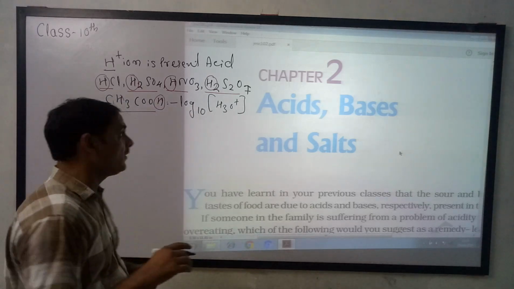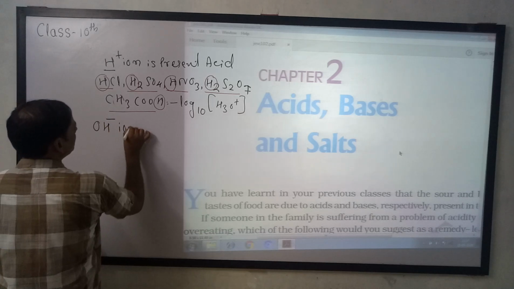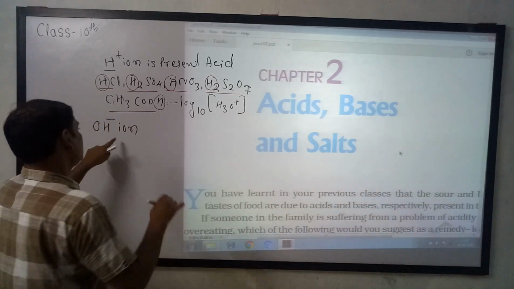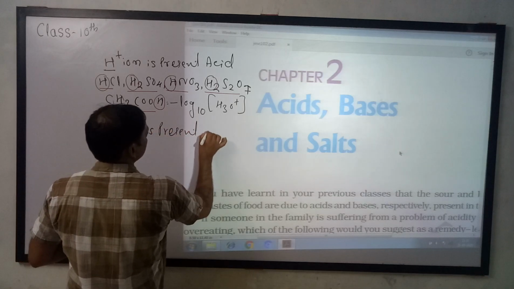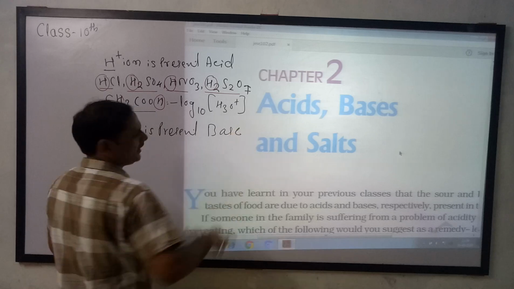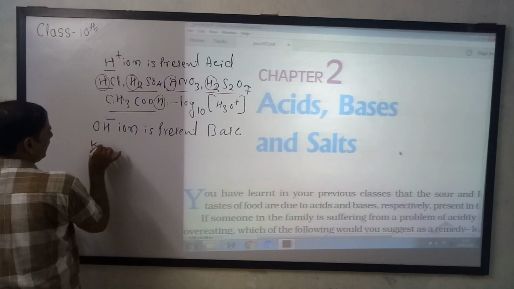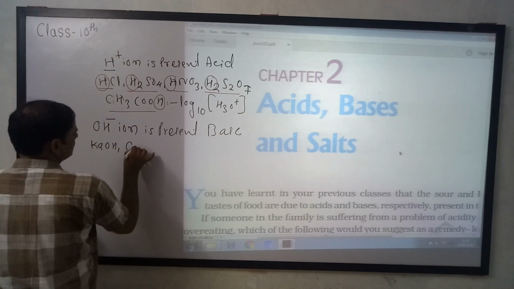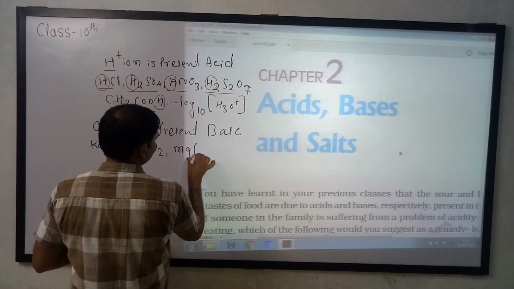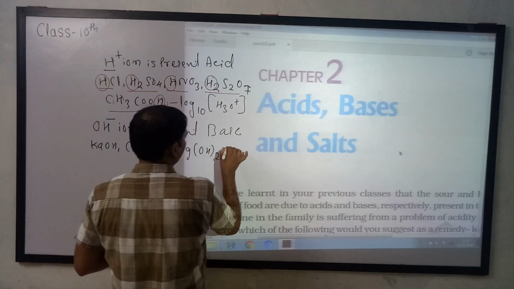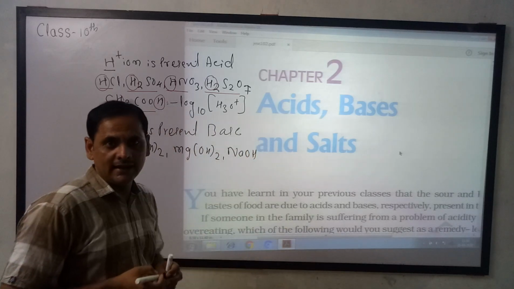Clear? Similarly, the definition of base is also given by Arrhenius. So what is the definition of base? According to Arrhenius, if OH minus ion, the hydroxide ion, is present, this substance is called a base. Lots of examples are given, like KOH, potassium hydroxide, Ca(OH)2, calcium hydroxide, Mg(OH)2, magnesium hydroxide, and NaOH, sodium hydroxide.